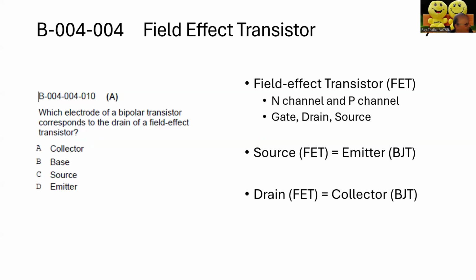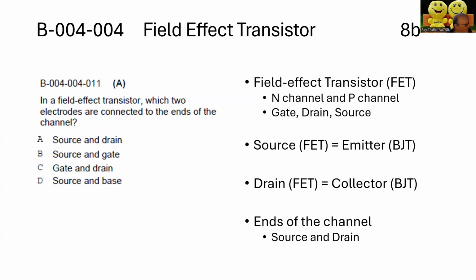Which electrode of a bipolar transistor corresponds to the drain of a field effect transistor? So the drain corresponds to the collector of a bipolar transistor. In a field effect transistor, which two electrodes are connected to the ends of the channel? So the ends of the channel would be the source and the drain.